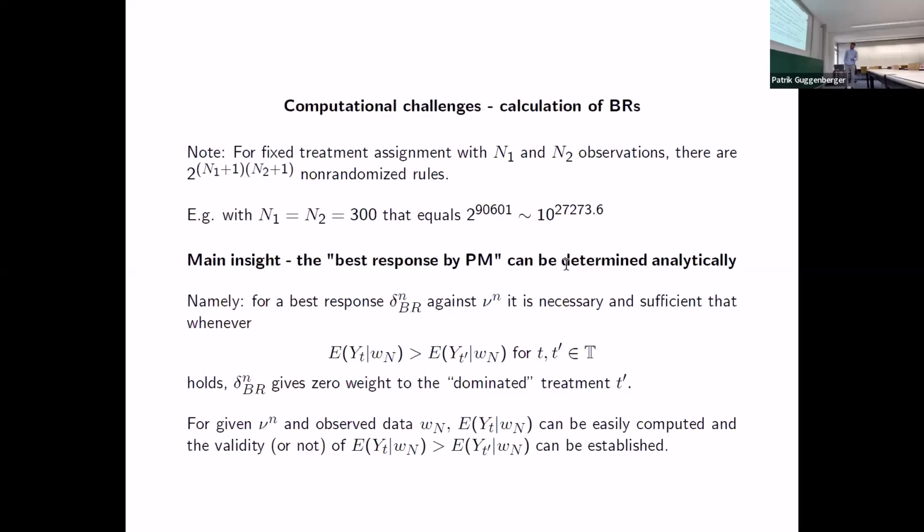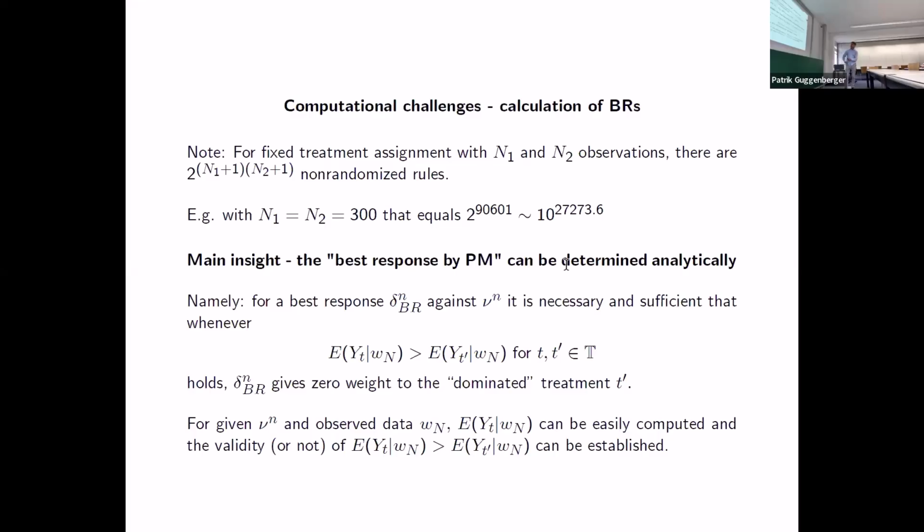Okay, let's talk about computational challenges. So the algorithm requires calculating best responses for nature and for the policymaker in each iteration step. And I already mentioned that we have an analytical result that says that when it comes to calculating an optimal response by the policymaker, we actually don't have to do that numerically. We have an analytical way of doing that. And here I want to illustrate that that is very important. Actually, the whole project would collapse if that was not the case.